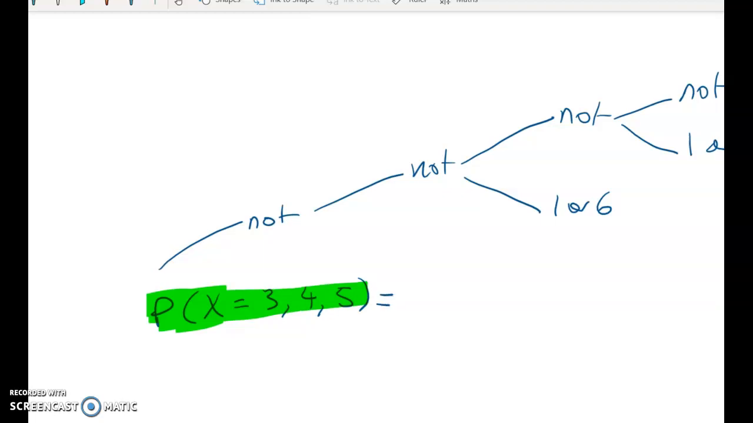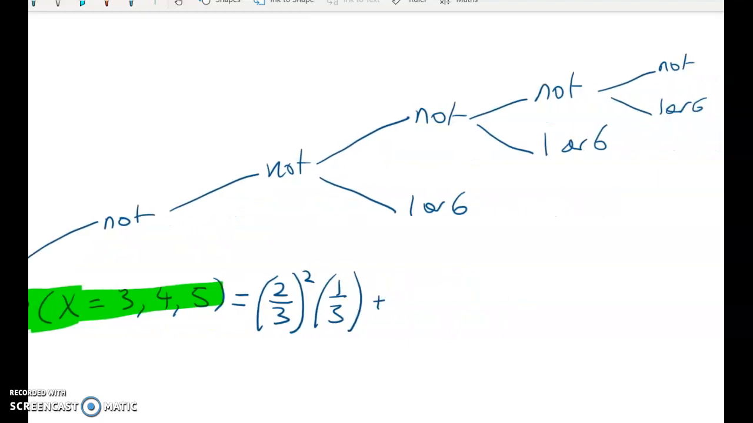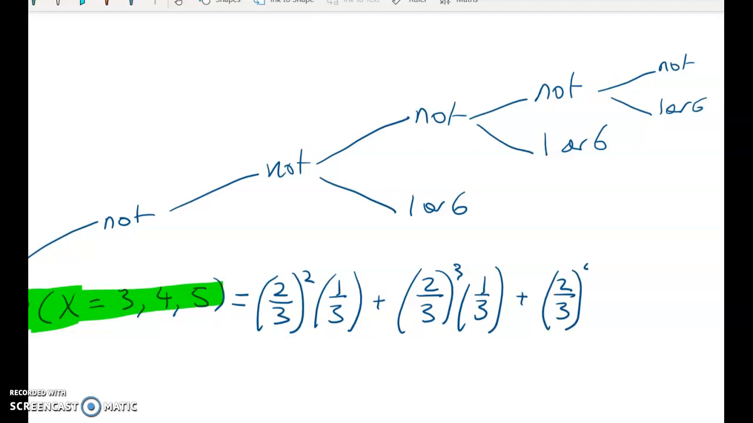And then if it's 3 goes, that means I had 2 fails to start with. So 2/3 squared times 1/3. If it took me 4 goes, I had 3 fails and then success. And if it took me 5 goes, we had not 1 or 6 4 times, then 1/3.